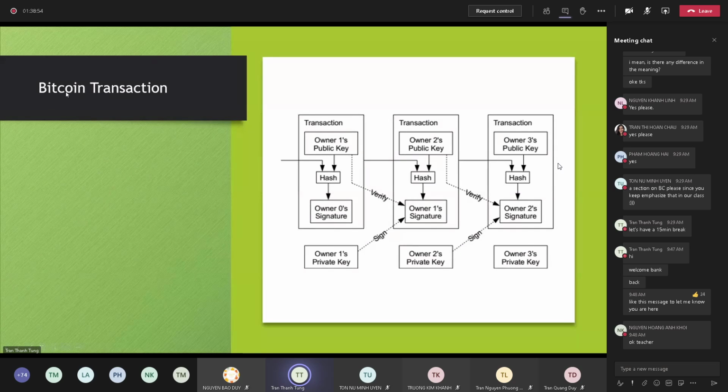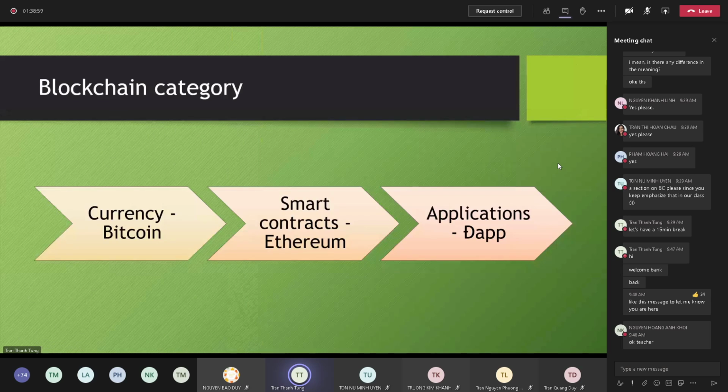This one is a Bitcoin transaction. It's the very first technology for blockchains. Recently, we have many applications of blockchains. The very first version is Bitcoin, for cryptocurrency, but now people are moving to smart contracts. That is something totally different from this one. And the last one will be distributed applications.